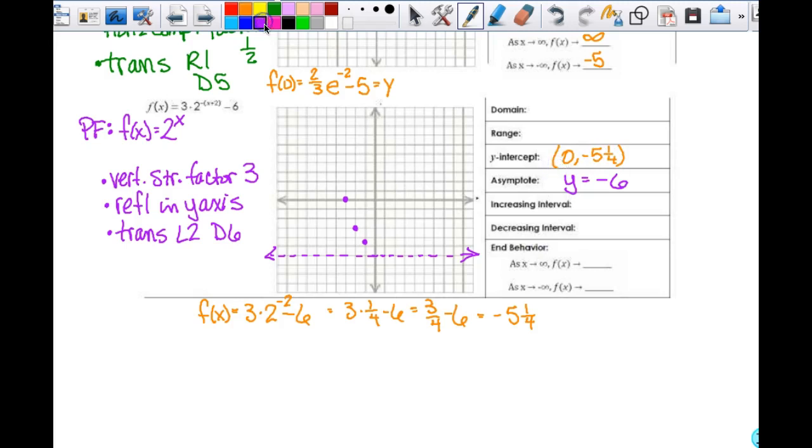So I go to 0, -5 1/4, and I'm about right there. So then I can draw this in. It'll look something like that. Okay, so my domain for the exponentials is always -infinity to infinity. My range goes from -6 to infinity. I'm increasing none, and I'm decreasing throughout the whole interval. As x approaches infinity, f of x approaches -6. And as x approaches -infinity, f of x approaches infinity.